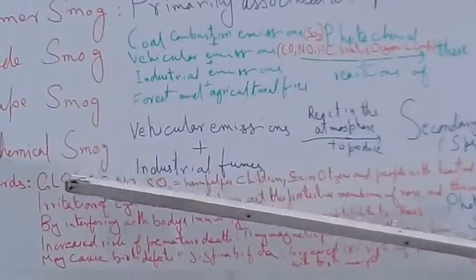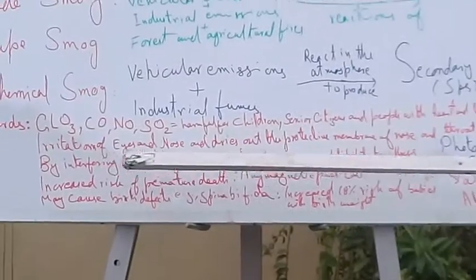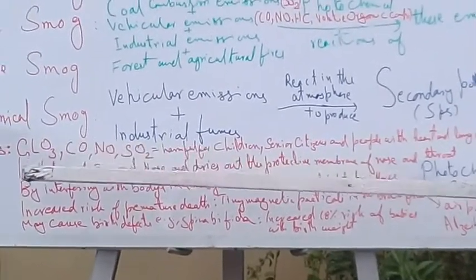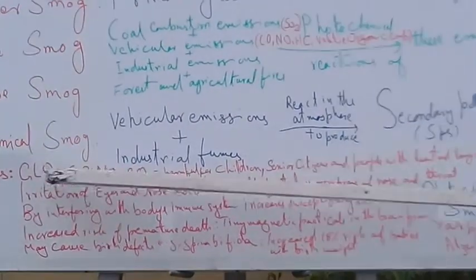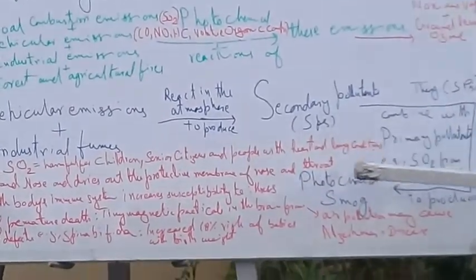Viewers, now coming towards the health hazards. This smog is very toxic and it produces a lot of health risks. You can see, viewers, I have mentioned a few of them for you. All these different types of health hazards have come to light from some researches and studies that have been done. First of all, you can see the GLO3, the ground level ozone, carbon monoxide, nitrogen oxide, sulfur dioxide are very harmful for children, senior citizens and people with heart and lung conditions.